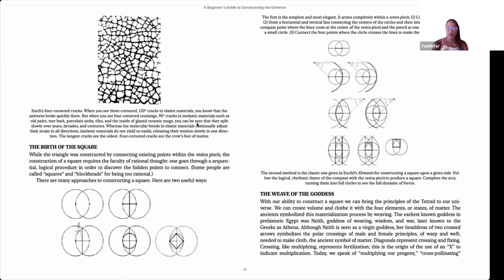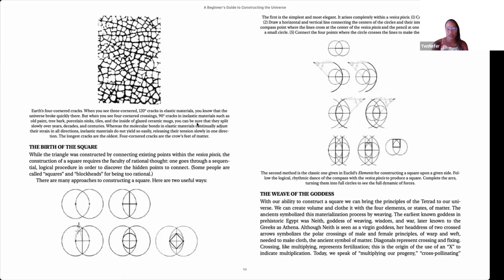The first is the simplest and most elegant. It arises completely within a Vesica Pisces. One, construct a Vesica Pisces. Two, draw a horizontal and vertical line connecting the centers of the circles and their intersections. Three, put the compass point where the lines cross at the center of the Vesica Pisces and the pencil at one circle's center. Four, turn a small circle. Connect the four points where the circle crosses the lines to make the tilted square visible. Oh, okay. I like that.